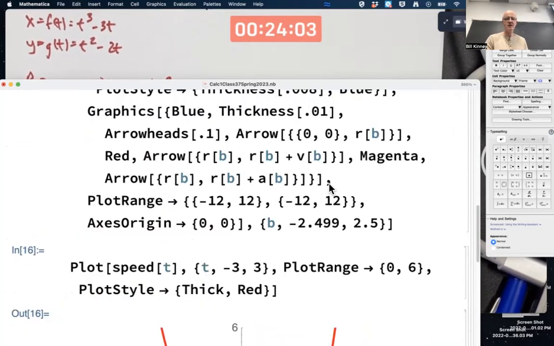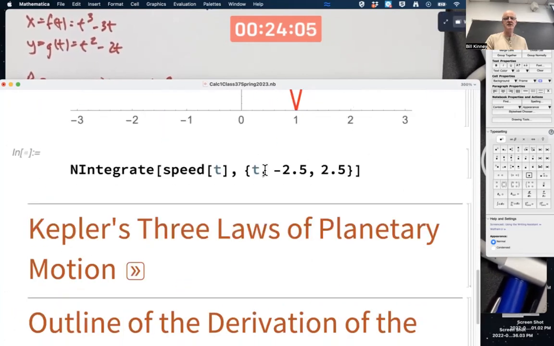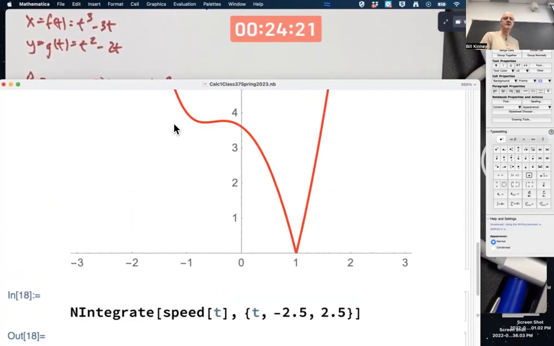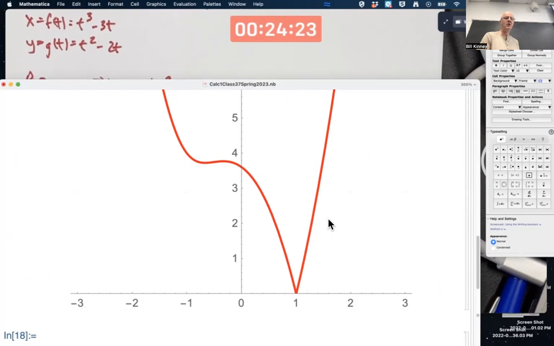Mathematica, what's the integral of the speed? Oh, say from negative 2.5 to positive 2.5. Actually, because I'm doing that, I'm imagining negative 2.5 as being the starting moment in time. Yes, strange, but that's what I'm doing. This gives the distance traveled to be close to 30. And it is the area under this graph, even though it's got a corner, even though it's not differentiable at t equals 1. So yes, strange things can happen.